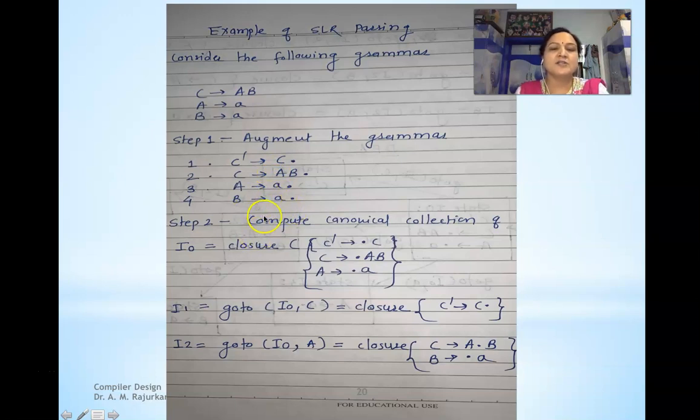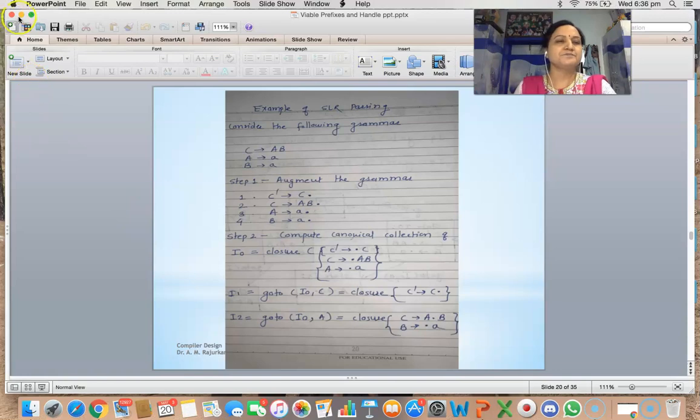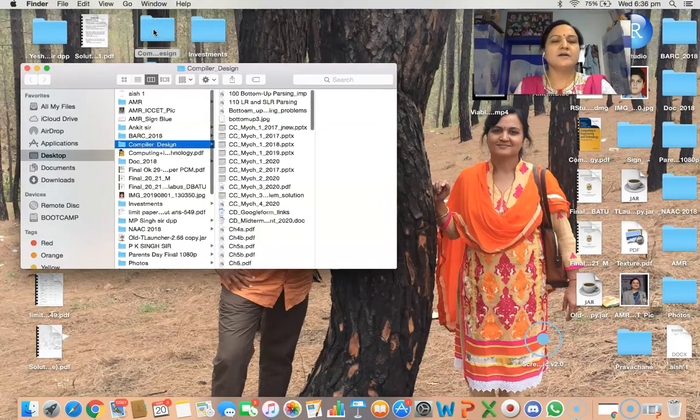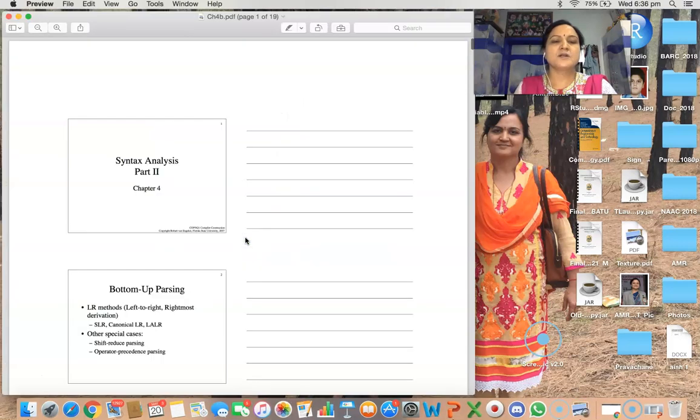Once the augmentation of the grammar is over, the next step is to compute the canonical collection of LR0 items, starting with I0. Before this, we have to see how to compute closure and goto. So let's see another PPT where we will get the algorithms for construction of closure as well as goto.